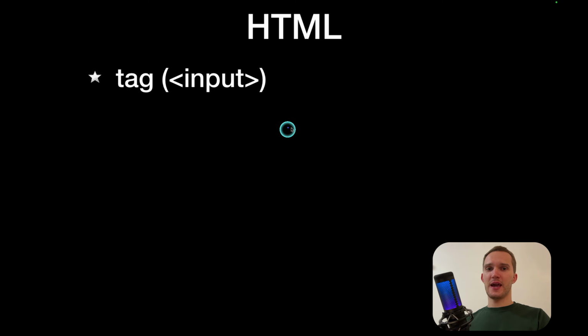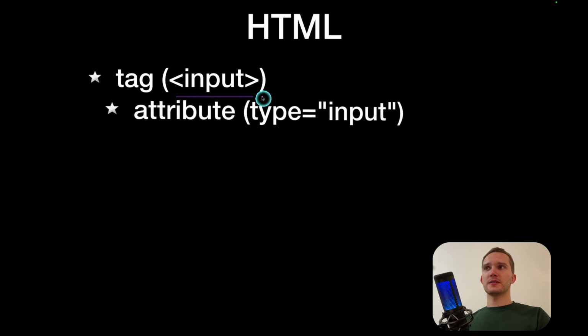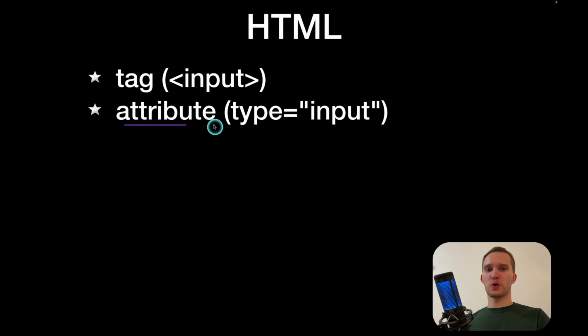So HTML. If you're familiar with HTML, then nothing new for you. If not, then let me just explain that HTML consists of tags like input, video, button, link, whatever, and attributes. Each HTML tag has different attributes, and this is how it looks.